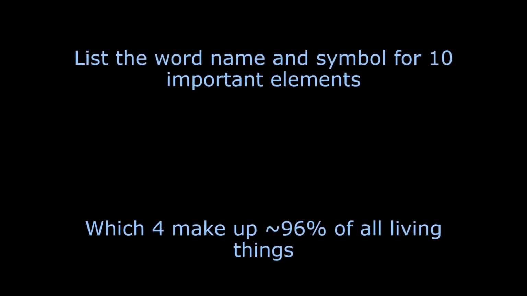What do we got here? List the word name and symbol for 10 important elements. Okay, I can help you with this one. There is some trick I know. Imagine you live in a little town and your friend's coming to see you. And she's like, what are we going to do when we get there? And you're like, oh, we must go see Hopkins Cafe because it has the best food.